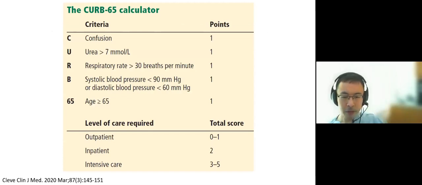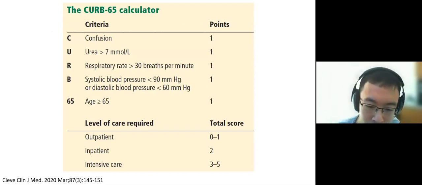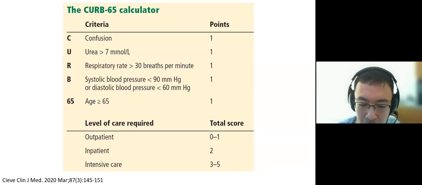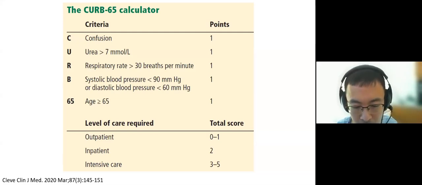The CURB-65 is attractive because it's easy to use. You get 1 point for confusion, urea more than 7, respiratory rate more than 30, blood pressure less than 90 over 60, and age greater than or equal to 65. The mortality rate goes up as the score increases. For example, with a score of 0, your 30-day mortality is 0.7%, and then it's 2.1% for a score of 1, and 9.2% for a score of 2. A score of 2 is the threshold at which you should consider admitting the patient to hospital.